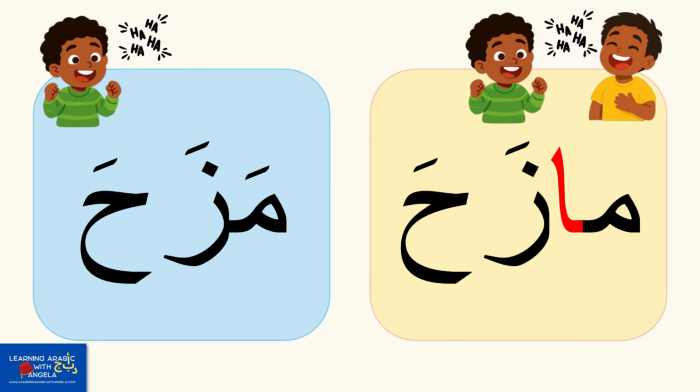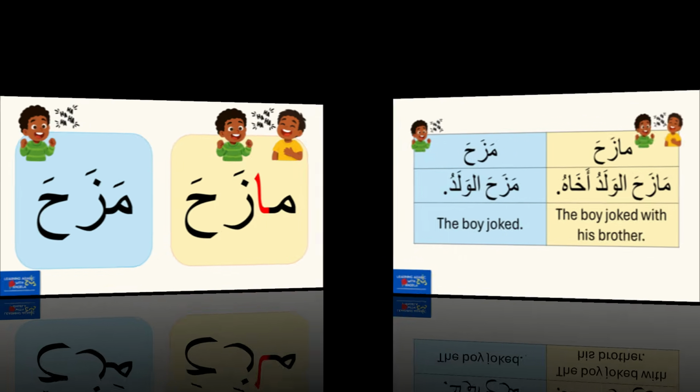Let's try one more example. مزح. That simply means he joked. Now look at Form 3. مزح. What do you think happened this time? Just like before, another person has joined the action. So, مزح means he joked with someone or he teased someone playfully. The action is no longer happening on its own. It's happening between two people.